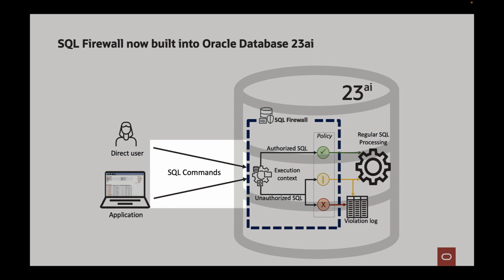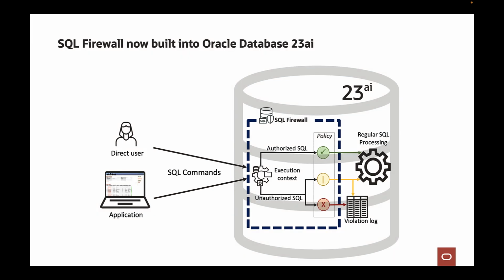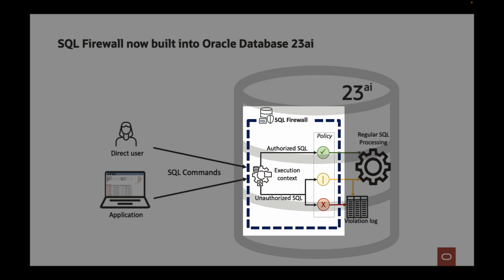That's always been the approach of the database firewall, but protection is even more efficient if we move this protection into the database, avoiding the complexities of routing database traffic through a separate firewall. And that's what we have done with Oracle SQL Firewall. SQL Firewall is built into the Oracle Database 23 AI kernel.